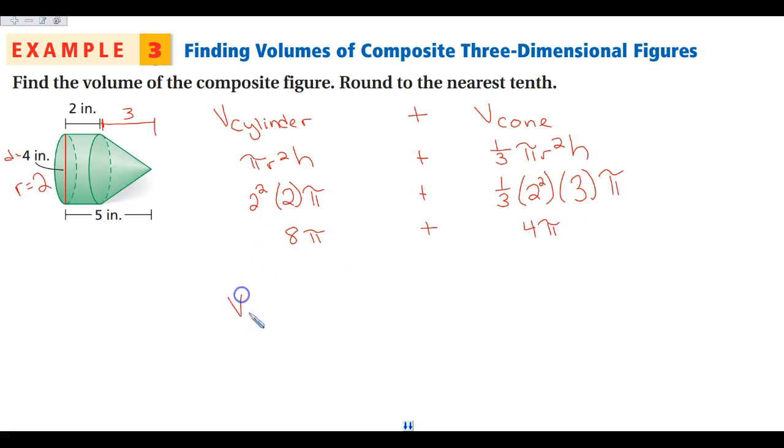So my total volume is going to be 8 pi plus 4 pi, which is 12 pi. Okay. And this one does say nearest tenth. It doesn't say to do both, even though I always want you to go to pi first when you can. So that my total volume now is 12 times pi, which is 37.7 inches cubed.